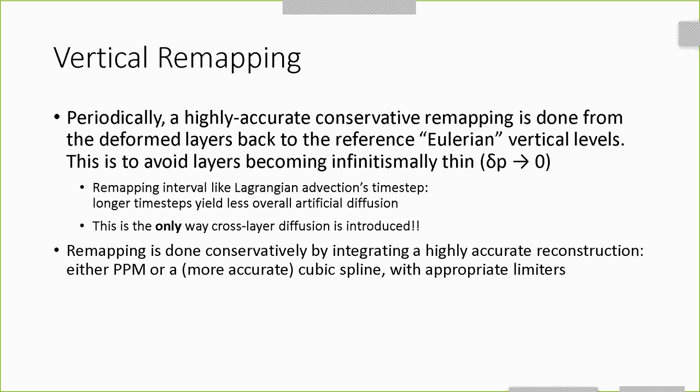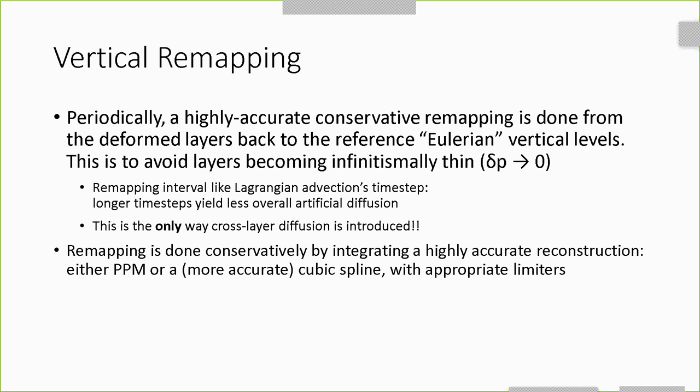And what this does is something very similar to the piecewise parabolic method. In fact, it's a little bit more accurate, using a cubic spline instead. What we do is a reconstruction, similar to what we did for PPM, for each layer. And then we integrate those to remap the layers back onto the reference, or Eulerian, vertical levels. So this is similar to the conservative remapping that I mentioned earlier, and that some other numerical methods use. It's very accurate, it's conservative, it conserves mass, and conserves whatever other quantity you're remapping.